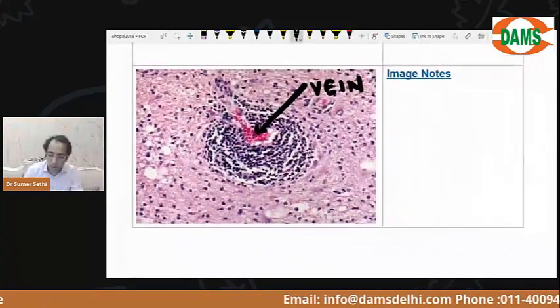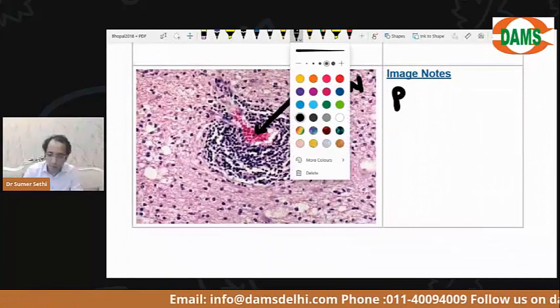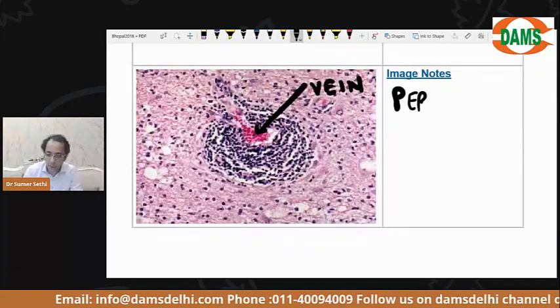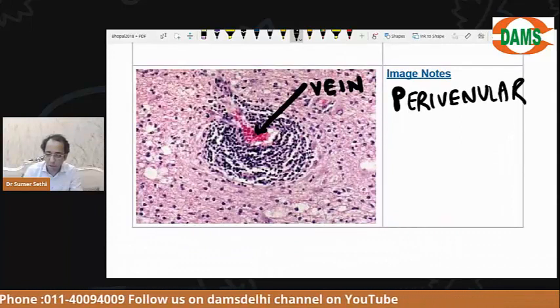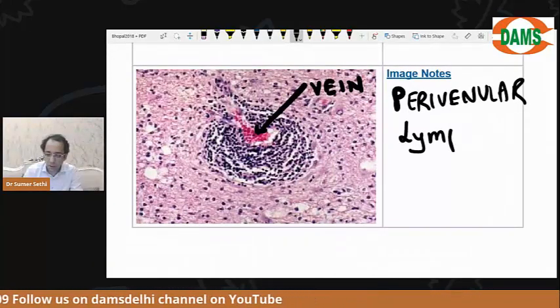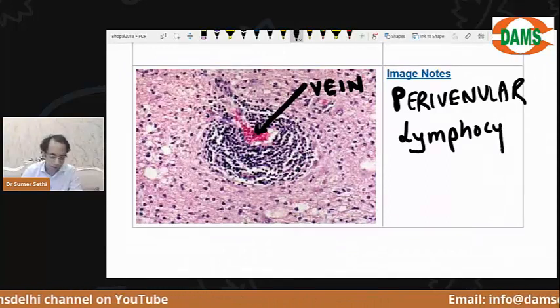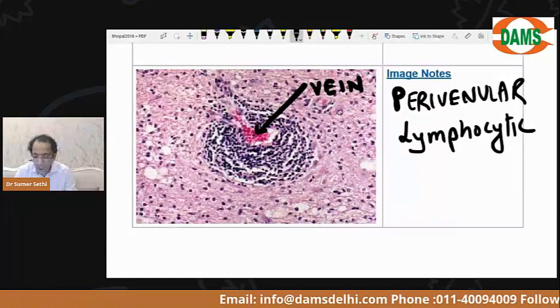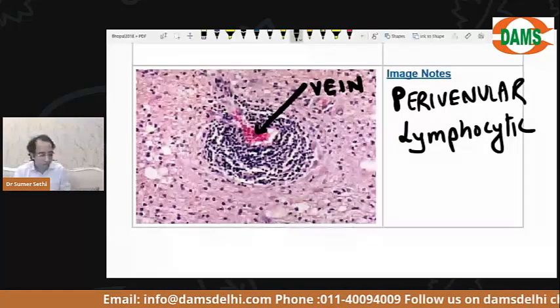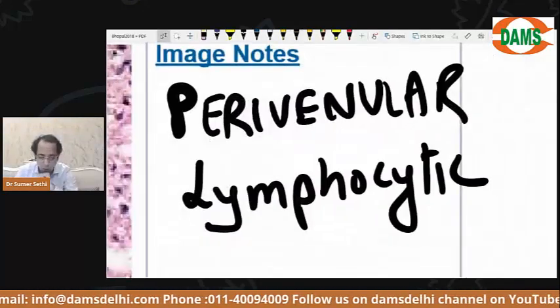So in MS, on microscopy, we can see perivenular lymphocytic infiltrate or monocytic infiltrate. Everybody clear? Okay, so we can see perivenular. The keyword is perivenular. The inflammation is around the veins.